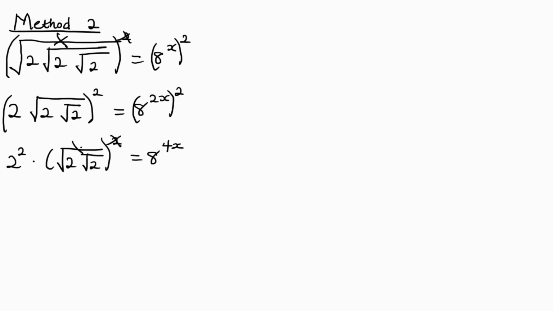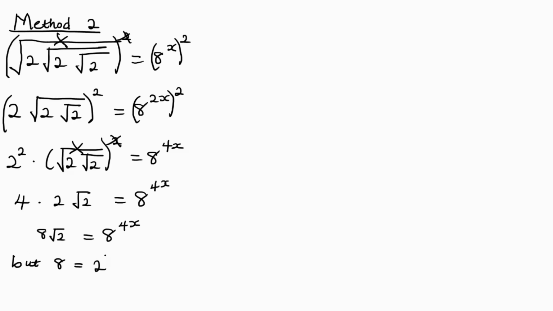So this is going to cancel out this, and 2 squared is 2 times 2, which is 4. So we have 4 multiply 2 root 2 equal to 8 raised to the power of 4x. Okay, so at this point 4 multiplied by 2 will give us 8. So we have 8 root 2 is equal to 8 raised to the power of 4x. But we know that 8 can be written as 2 raised to the power of 3. So this can be written as 2 raised to the power of 3 root 2 is equal to 2 raised to the power of 3 all into 4x.